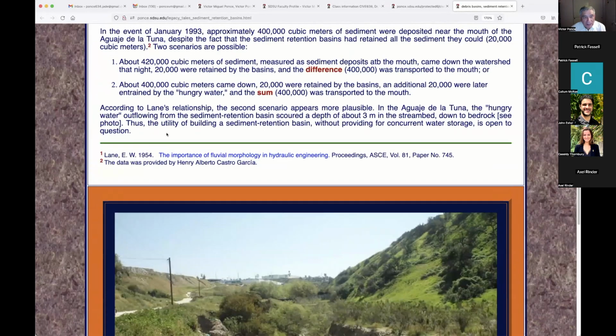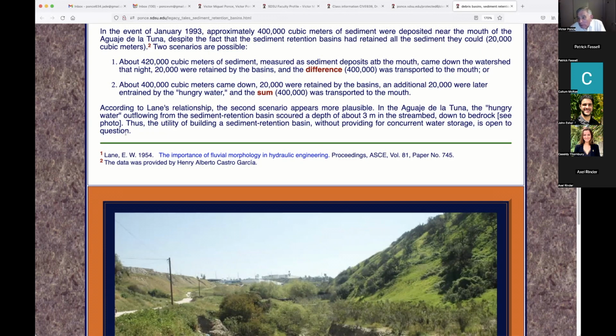Okay. Thus, the utility of building a sediment retention basin without providing for concurrent water storage is open to question, meaning you can't just try to hold on to the sediment by building a sediment retention basin. What are we saying in here? Does it mean that these sediment retention basins cannot or should not be built around the world? And the answer is yes. If you're following everything I said in here, you should not.